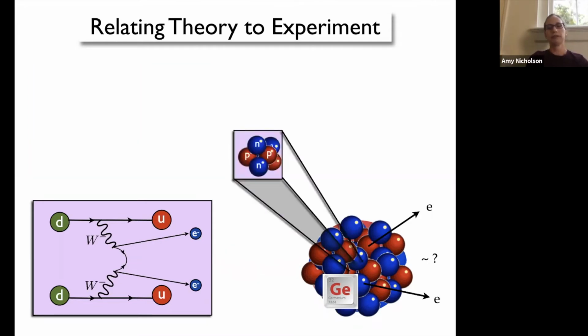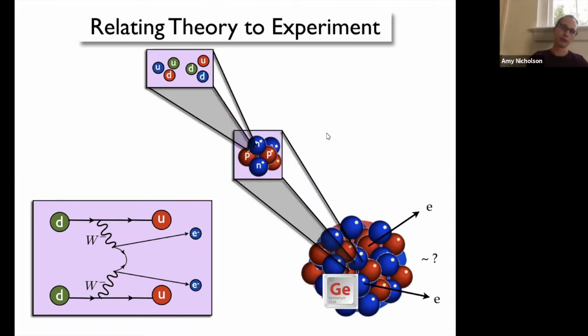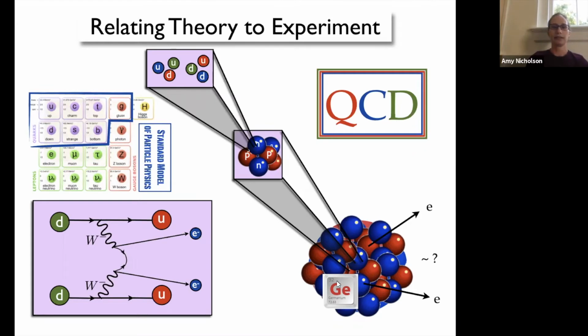So how do we do this? Well, we know that germanium is made up of lots of neutrons and protons. We know in turn that neutrons and protons are made up of quarks and gluons. And the theory that connects all of these things is QCD. So QCD is a part of the Standard Model that governs the strong interaction between the quarks, which are shown here: up, down, charm, strange, top, bottom, and the gluon, which is the force-carrying particle.